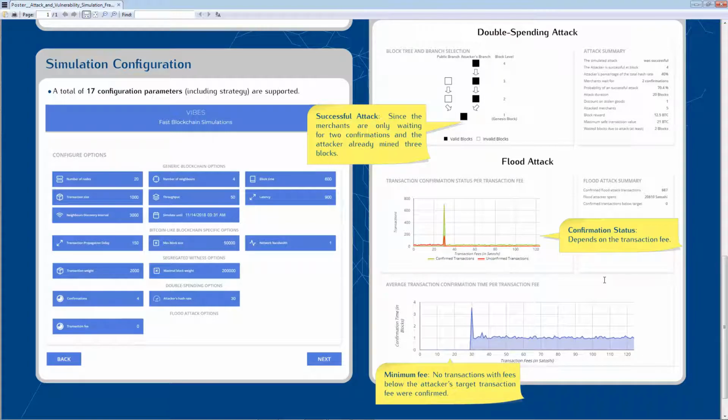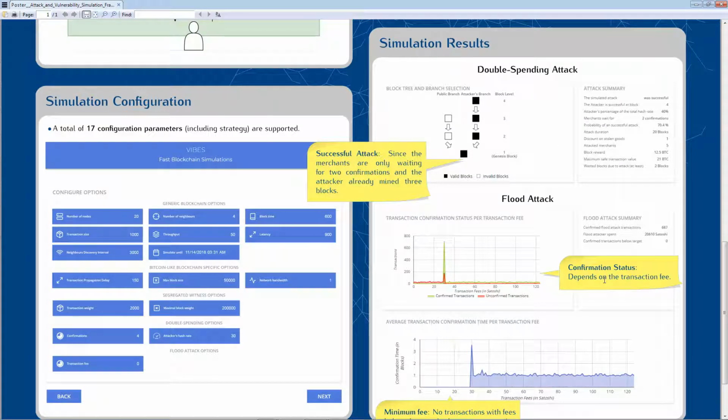The simulation results show a successful double spending attack. The important configuration parameters are that the attacker's percentage of the total hash rate in this scenario is 40% and that the merchants wait for 2 confirmations. The theoretical probability of a successful attack is about 70% in this case. And in this simulation the attack was successful.